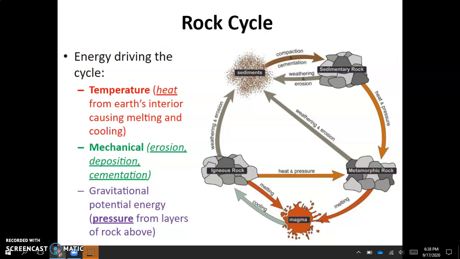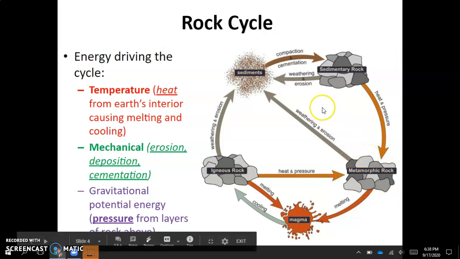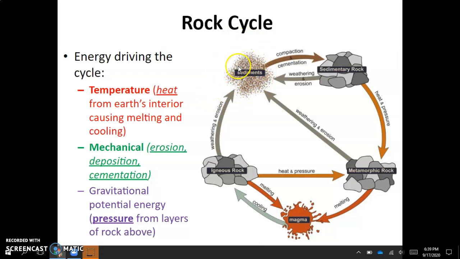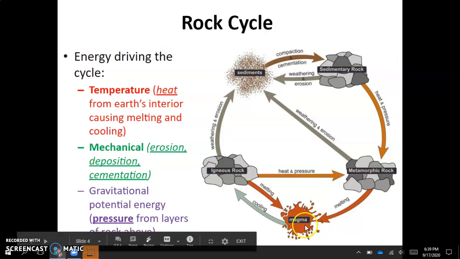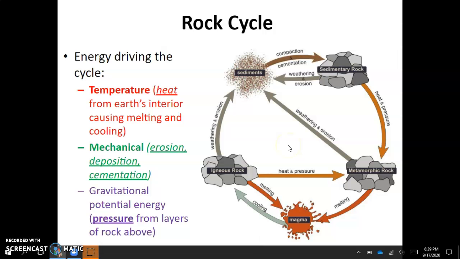What you need to understand is to be able to follow the arrow and understand what happens to the rock if it's exposed to a certain thing. If sedimentary rock or igneous rock are exposed to heat and pressure, they'll become metamorphic. If any of these rocks are weathered, they'll turn into sediments. If sediments get compacted and cemented, they'll turn into sedimentary rock. If our igneous or our metamorphic rock get buried too deep and get too hot, they will melt back into magma. We just have to be able to follow the processes and know what happens with each one.